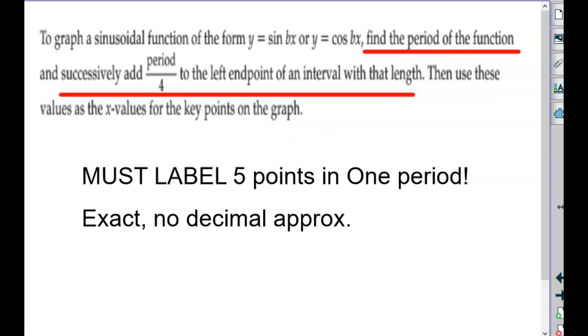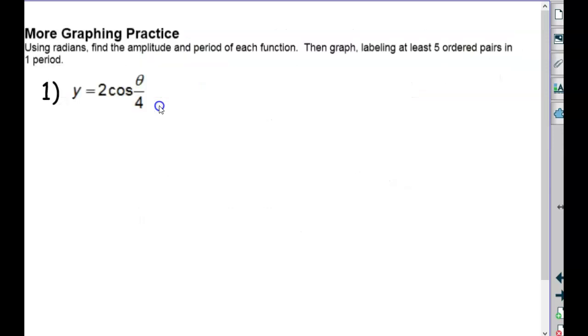All right, this is an important slide. It says to graph a sinusoidal function like this, where you have a period change, you find the period of the function, and then you add on quarter points. You have to do quarter points for this class. And you take the period divided by 4 to figure out how far you're adding on. So when we get into some funky period changes, you're adding the period divided by 4 to find quarter points. Quarter points means a fourth, right? A fourth of the period. No decimals.